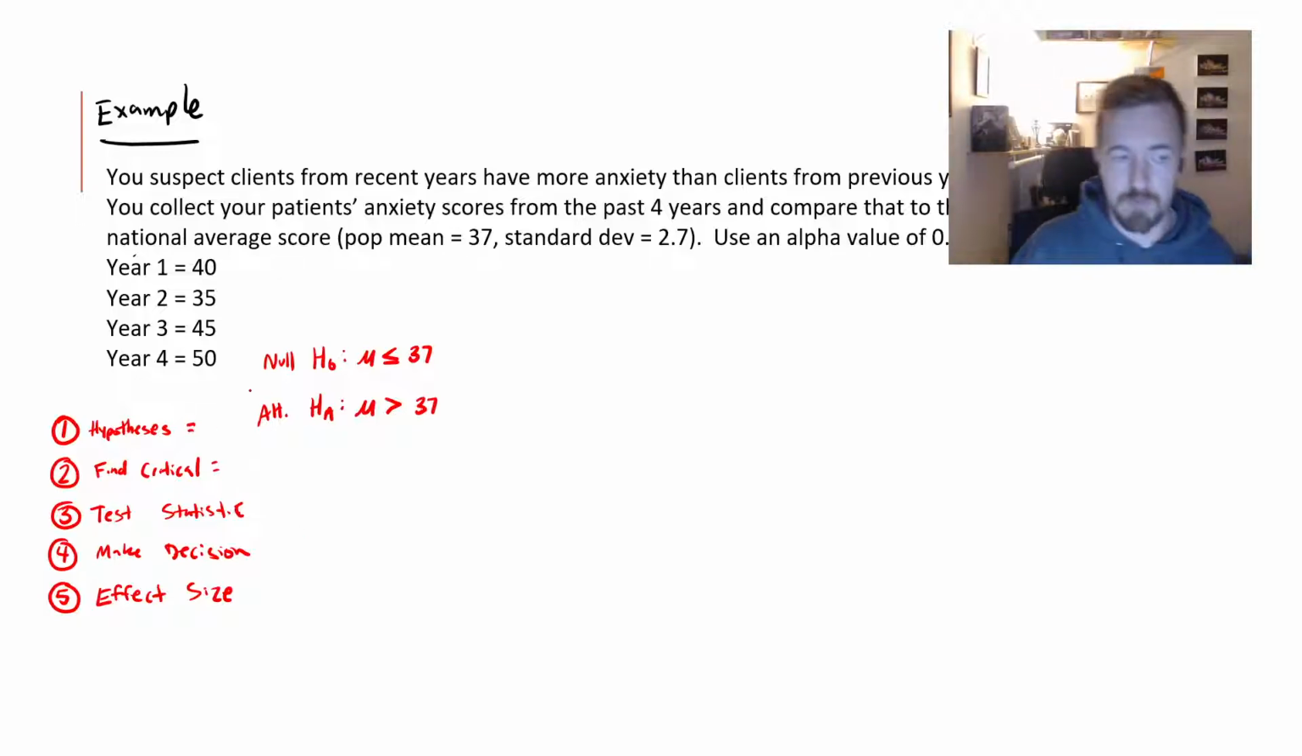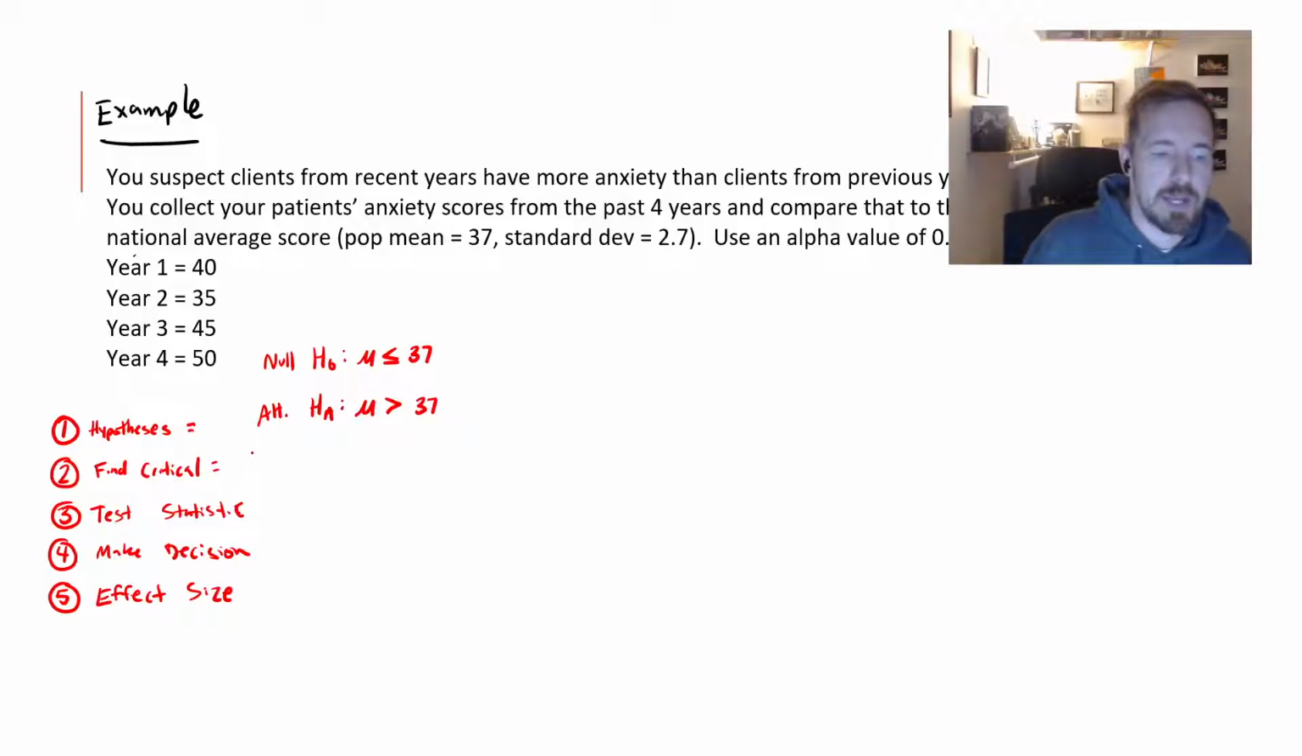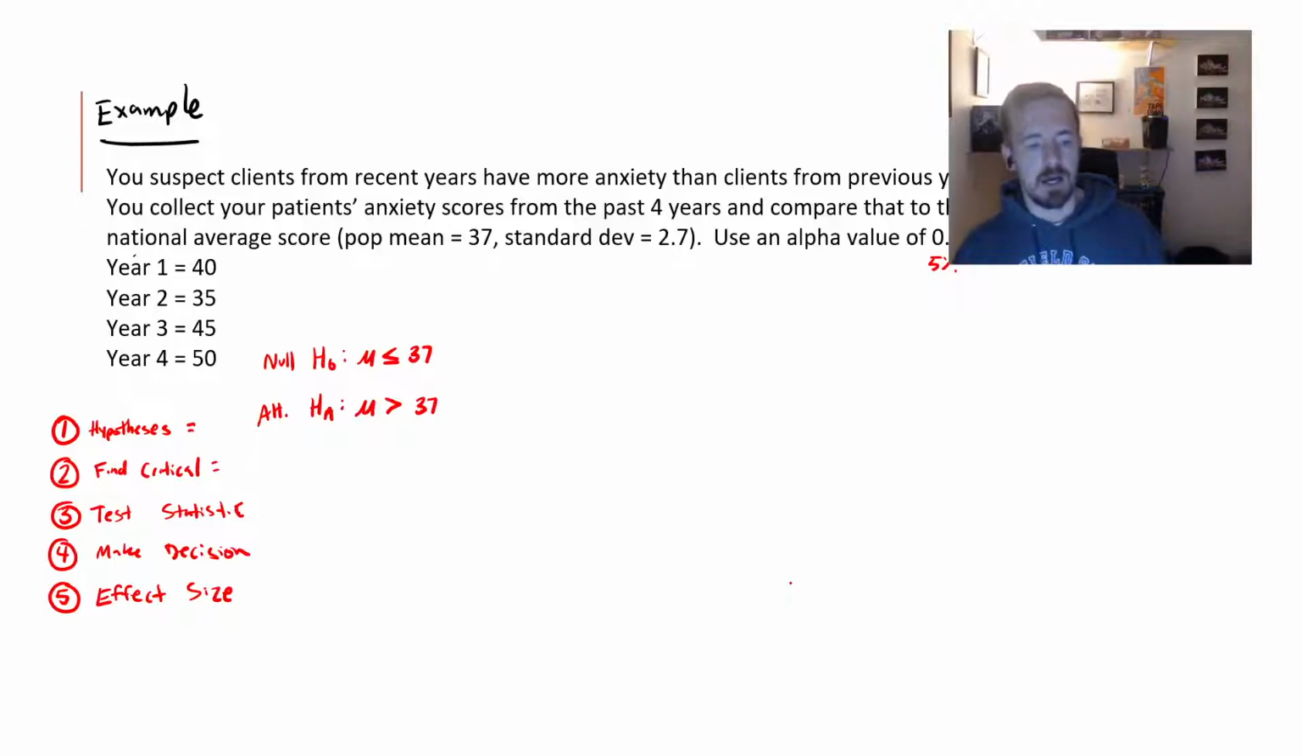So alright, we just finished the first step. How easy was that? Okay, so now finding the critical value. Now this one depends on how you want to solve this, because we know the alpha value is 0.05, so it's about 5%, right? So that 5% is key.